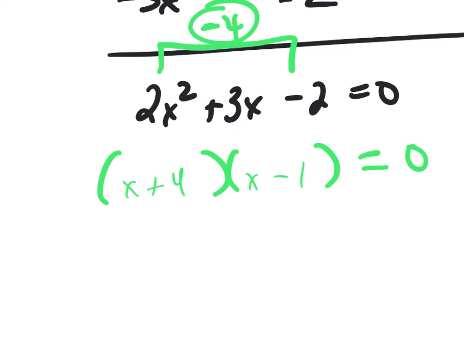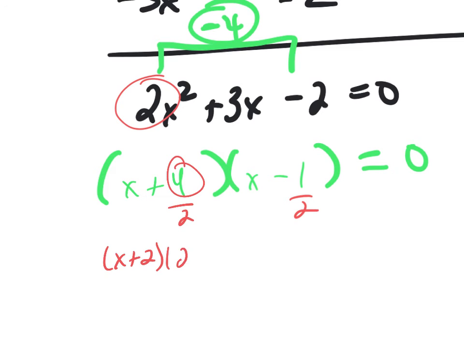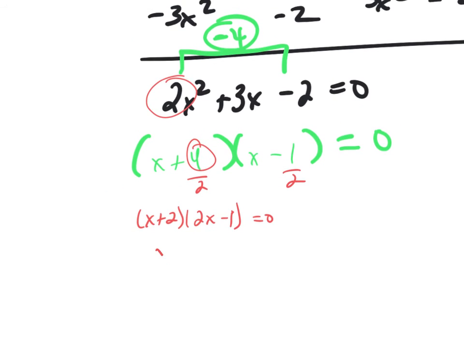But my a term, ladies and gents, is not 1. My a term is not 1, so I'm going to divide both of these by 2, right? So this becomes x plus 2 and x minus 1 over 2, or 2x minus 1. Did your a always have to be 1? If it's not 1, you have to divide by it. Okay. So now when I solve this, I'm going to have 2 points. One at x equals negative 2 and one at x equals positive 1/2. When I move the negative 1 over, it becomes positive. And then I divide by 2. You guys with me?